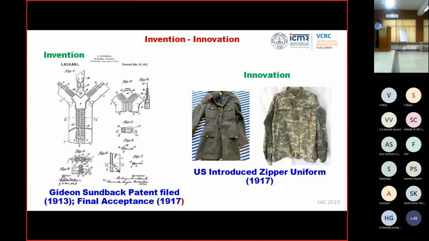Okay, you know that zipper, the initial patent was filed in 1913, but only in 1917 when it was put into practice, especially when the American Army implemented this in their uniforms. Until then the zipper was not recognized, it was not famous. So that is why I said the innovation depends on how the innovation is done. Unless it is applied for the benefit of a particular group or community or an individual, it doesn't have the value of the innovation.